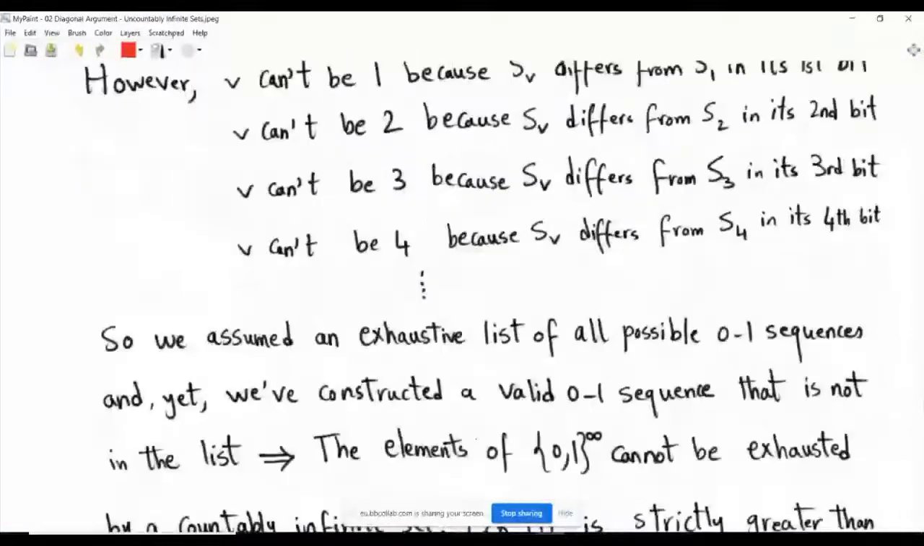So this is a contradiction, and it means that the set {0, 1} to infinity, which is the infinite binary sequences, cannot be exhausted by the natural numbers. We cannot index this set by the natural numbers. If you do so, you can construct the contradiction we mentioned, and hence our assumption is wrong. This set has a cardinality that is strictly greater than Aleph node. If we want to index this set, we need to use something strictly larger than the set of natural numbers.